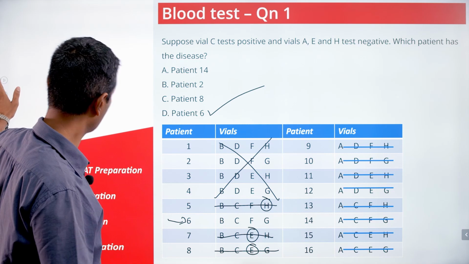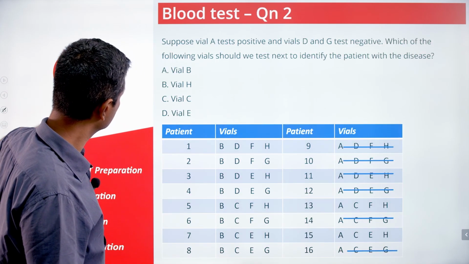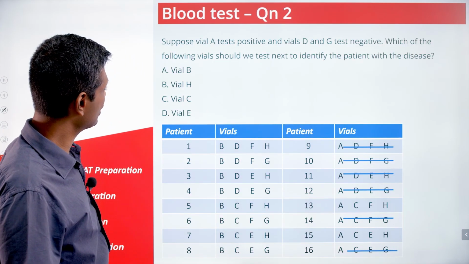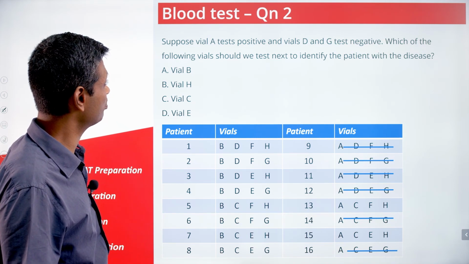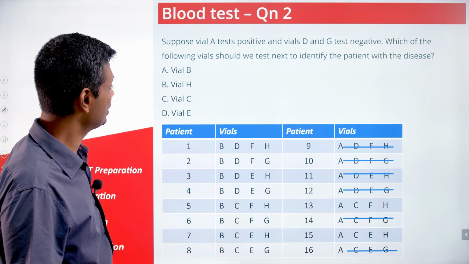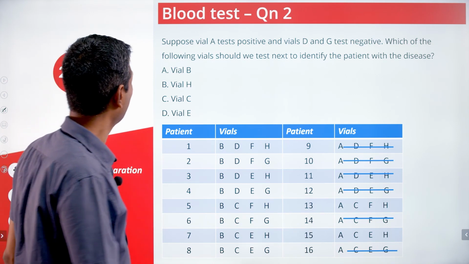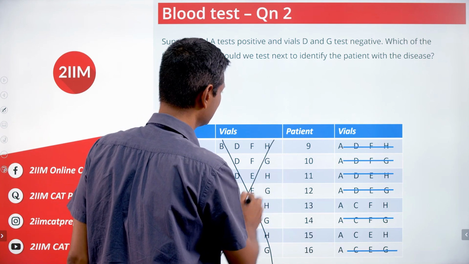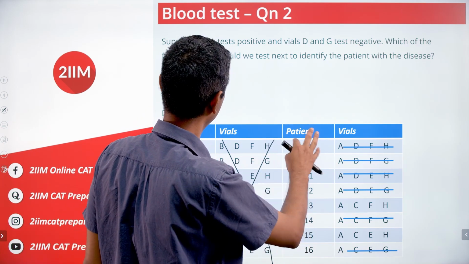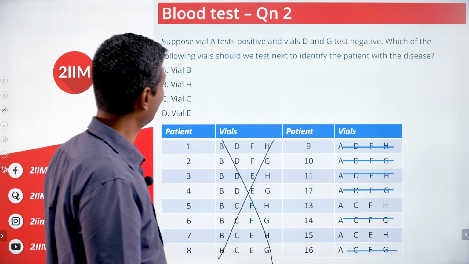Lovely. Let's go to the next one. Suppose vial A tests positive and vials D and G test negative. A tests positive, D and G test negative. So A tests positive. All of these don't have A. We can ignore this chunk.